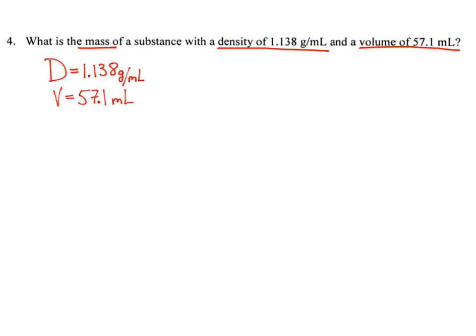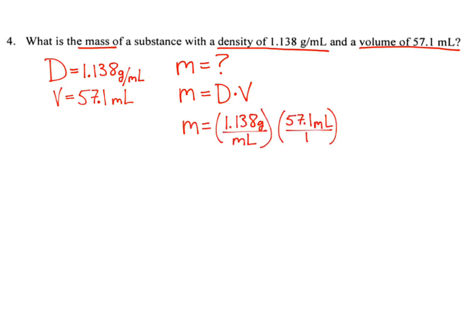So again, manipulating the density equation can allow us to find for mass. So we're looking for mass. So the mass is equal to density times volume, that we can figure out from our density equation. We're given density and volume, so now we're just plugging in our numbers here. So mass is 1.138 grams per milliliter, that's our density, times 57.1 milliliters, that's our volume.